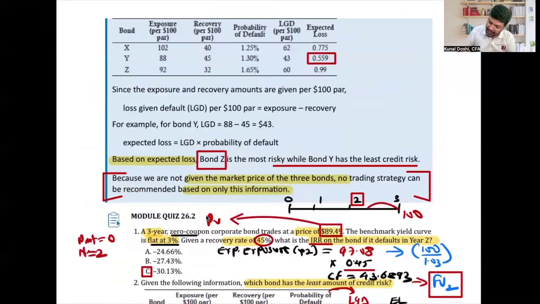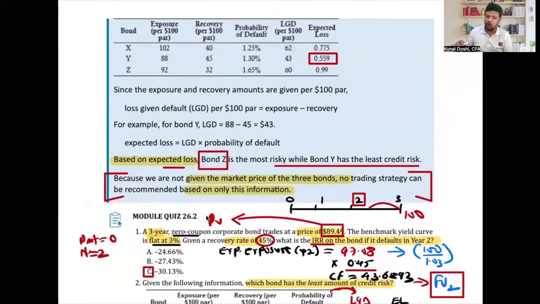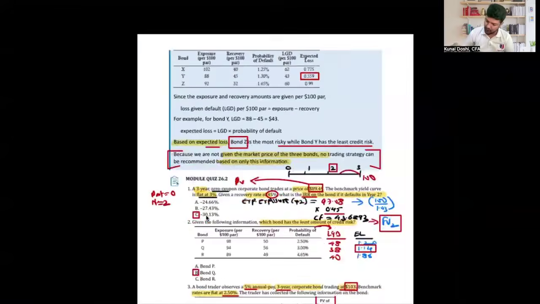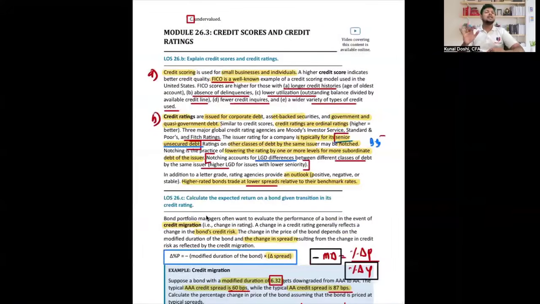So based on the expected loss, they have mentioned your bond Z has the highest risk. So expected exposure tells you how much riskier the bond is. Okay. Until now, the same formulas that I have written, that is what all we use.